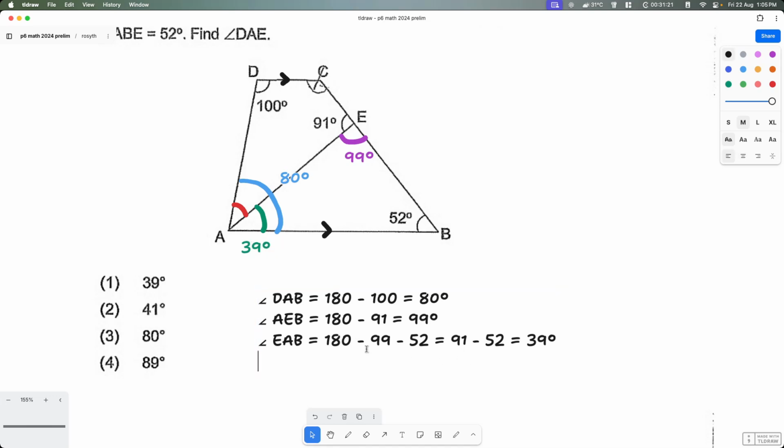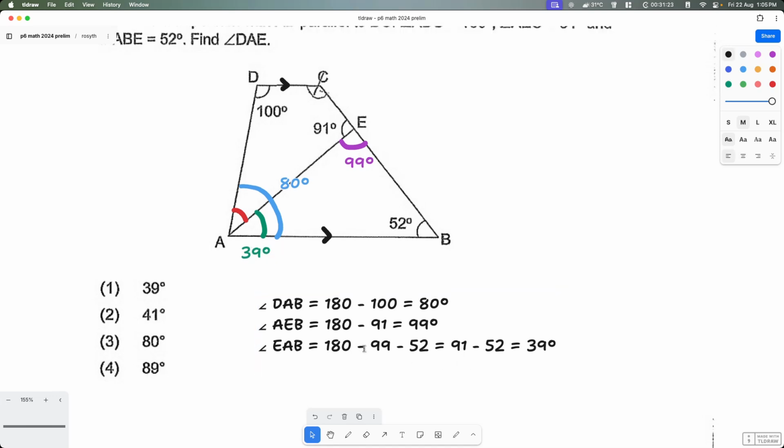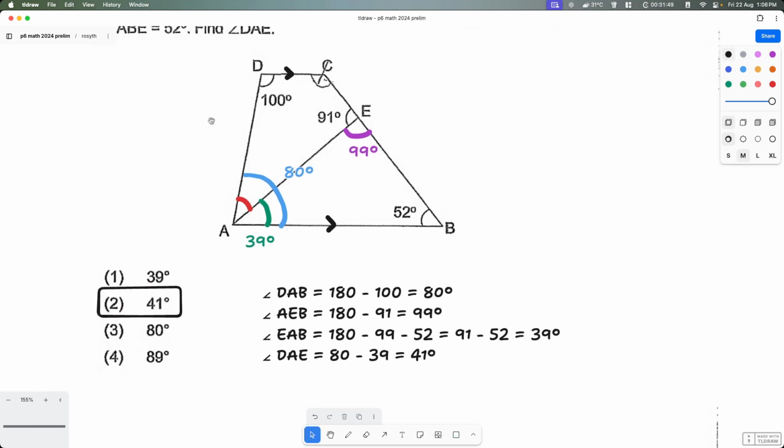So now we can find angle DAE. Angle DAE is equal to 80 minus 39. This will give us 41 degrees. So that means option number 2. All right, let's move on to the next question.